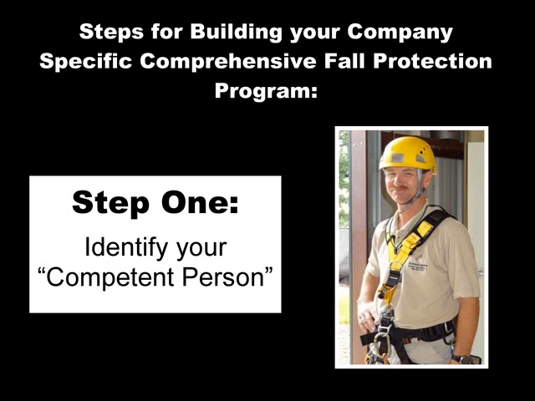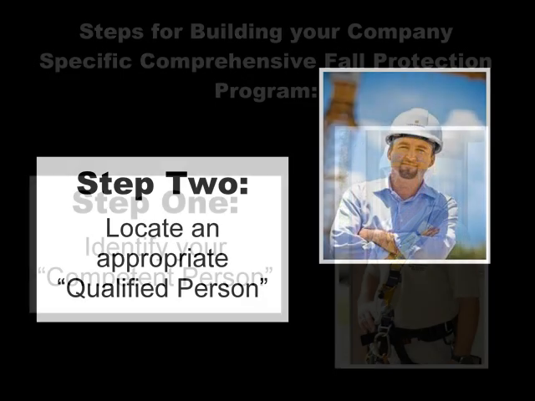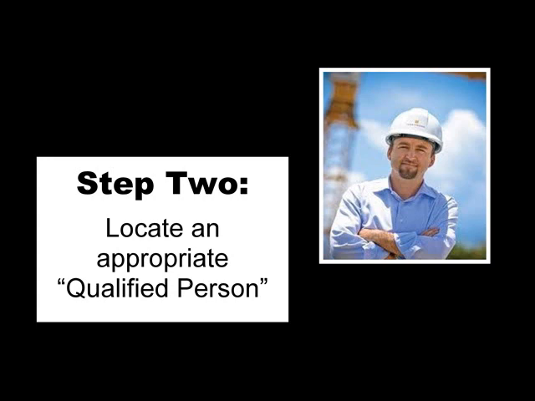Now that we have identified the differences between an authorized, competent, and qualified person, let's talk about building your company-specific risk management plan. In this first step, you'll need to identify your competent person, that employee who is best suited to orchestrating and maintaining your company's fall protection program. Step 2 requires the expertise of a qualified person who potentially could be found in-house, but is most commonly contractually acquired for their consulting services.